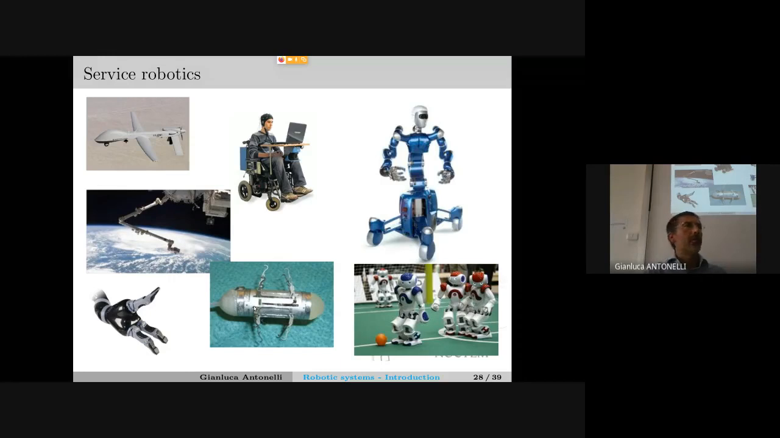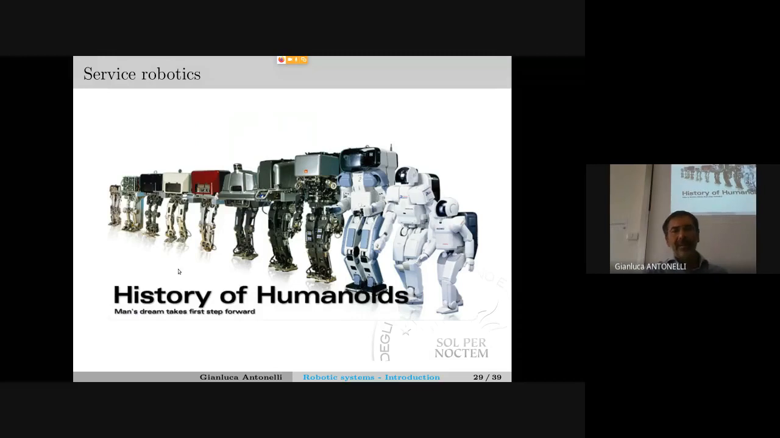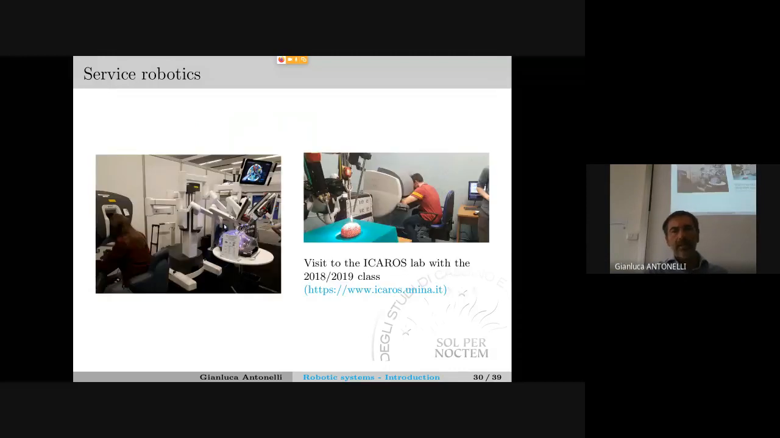And this one, I leave you to your fantasy. What is this for? Because it's very unpleasant. It's for a medical application, okay? Inspection device. Here, there's a nice picture of all the Honda humanoids developed all over the years. And this is Leonardo. This is a robot developed for surgical applications.